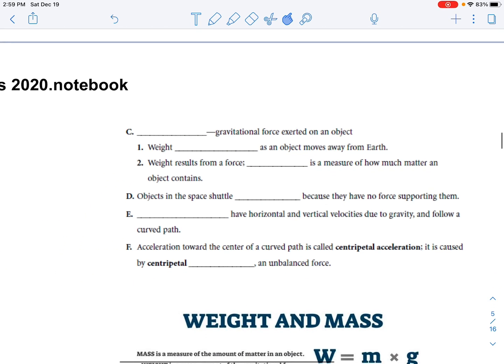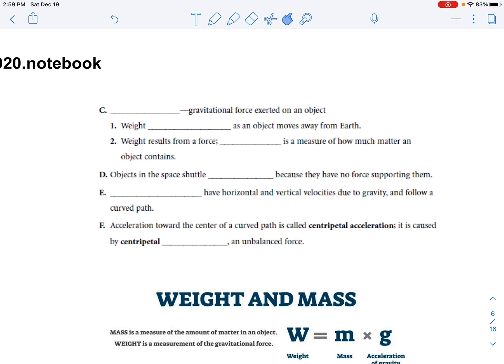All right. So the next part here, the top of the next page for you, we have a special word for the gravitational force that happens on an object. We call this weight, W-E-I-G-H-T. Now when you measure your weight on a scale, if you step on the scale, gravity is pulling you down to Earth. So it's a measure of how hard gravity is pulling you down on that scale.